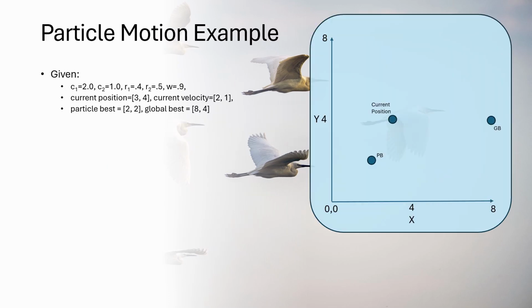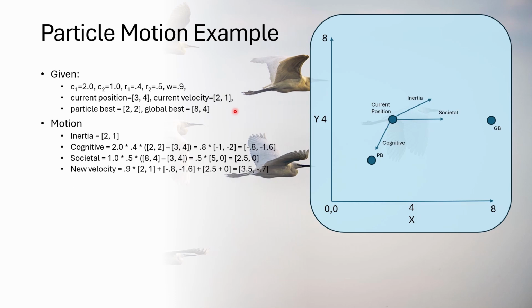Let's run through a numbers example of how this works. So given that we have C1 set at 2.0, C2 1.0, random R1 0.4, random R2 0.5, and finally W at 0.9, we have our current location at 3, 4, current velocity is 2, 1, and particle best and global best are shown here. So how is this working? All right, we have the motion equations. Remember, inertia is 2, 1. We plug in those numbers to our equations, and remember, we're optimizing in the x and y locations.